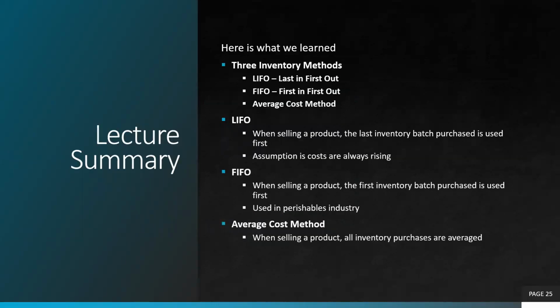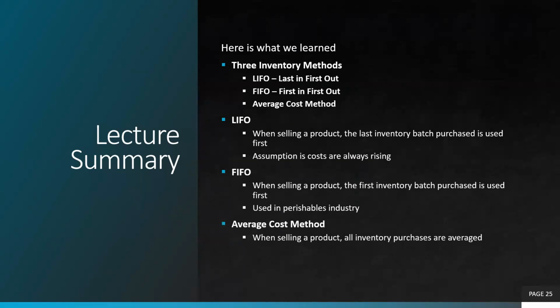So here's what we learned in this lecture. There are 3 inventory methods that a company can use: FIFO, LIFO, and the average cost method. A company can change the methodology that they're using, but they have to give substantive information as to why.